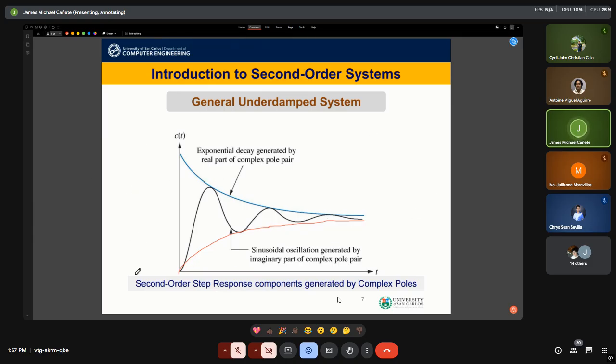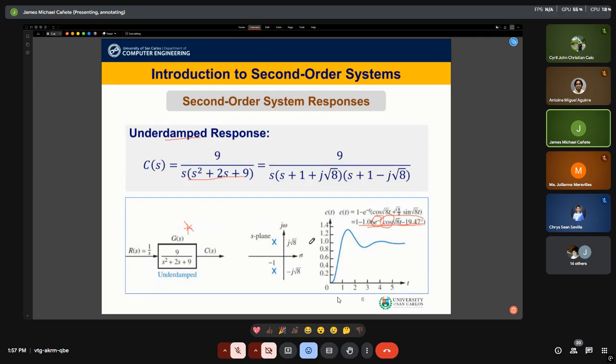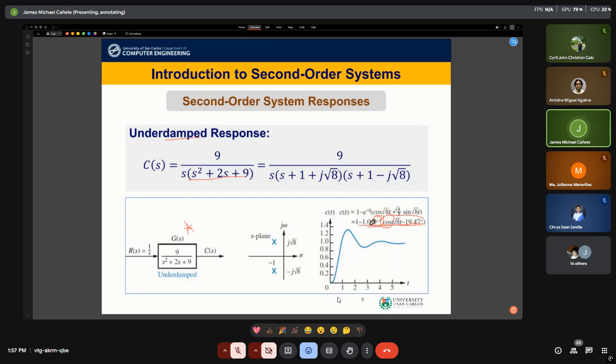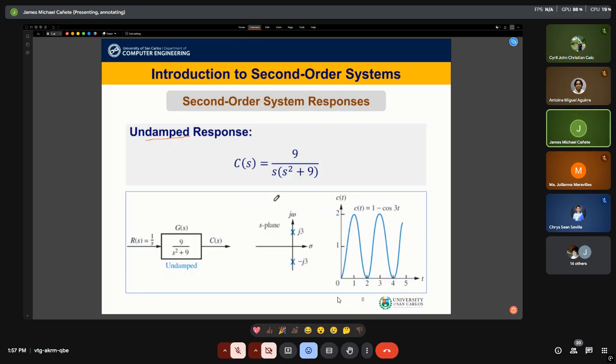This is the most common type of second order system. Its natural response has oscillations. That's just its nature; that's just how second order systems are. So the exponential part is represented by this blue line. This causes the decay, and the black line, if it was not multiplied by an exponential, is a pure sinusoid. That type of response is called an undamped response.